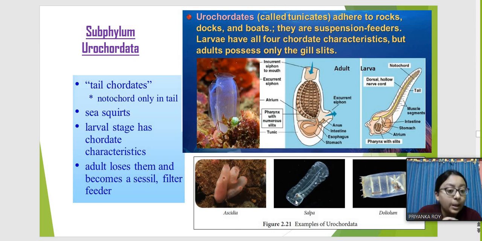So these are a few examples given here, and the adult loses the notochord, but since the larva contains this notochord, we can call it a chordate, but a protochordate because it has primitive characters.